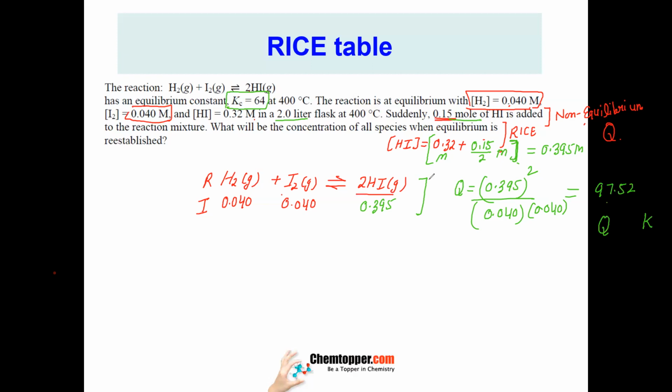Can you see the K value here? K is equal to how much? 64. See from the question. So Q is greater than K. In which direction will the equilibrium shift? In which direction will the equilibrium shift for the change?